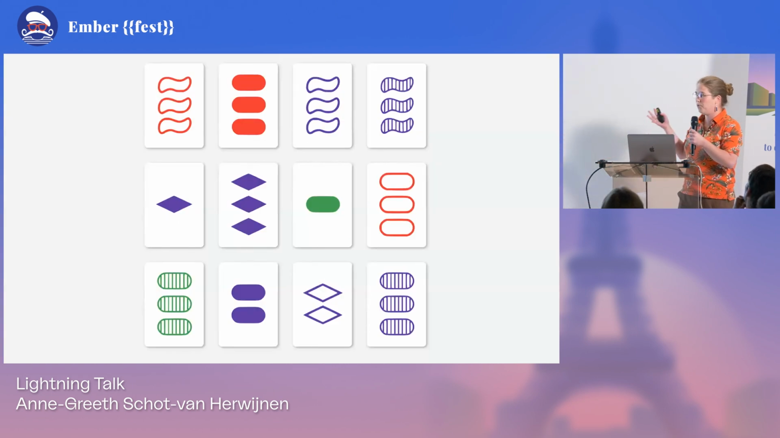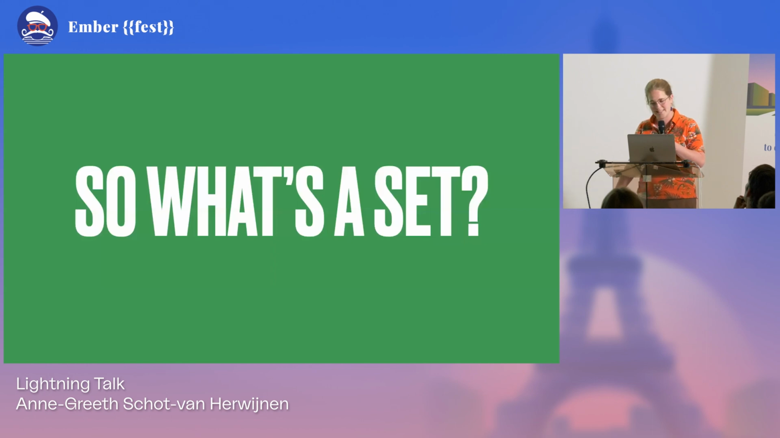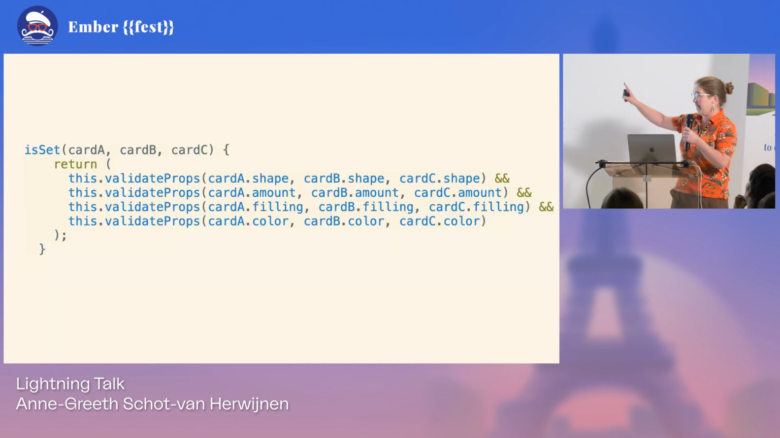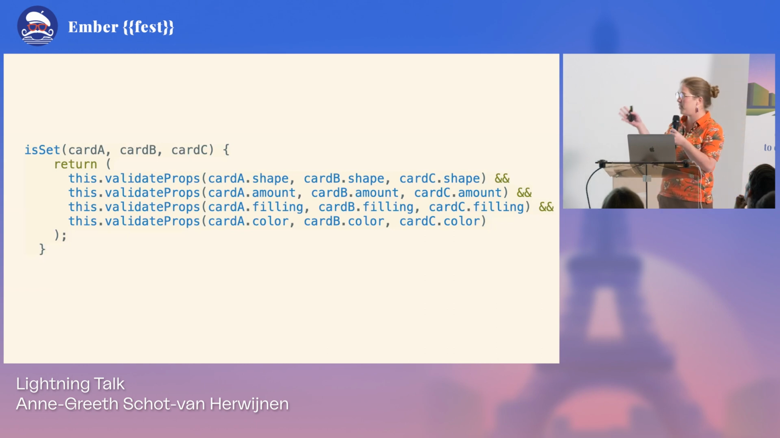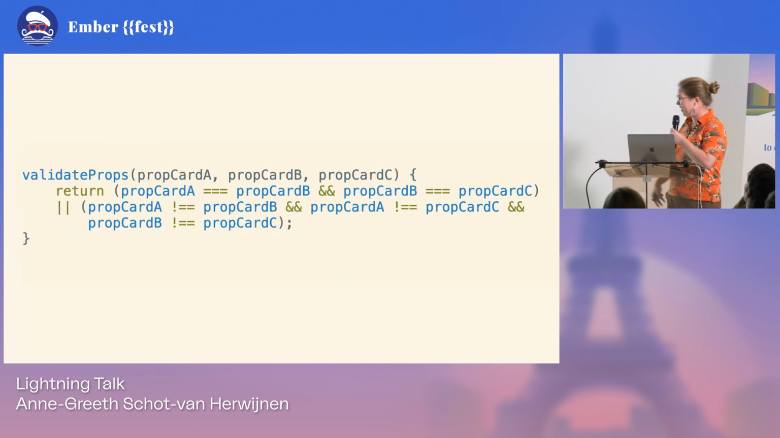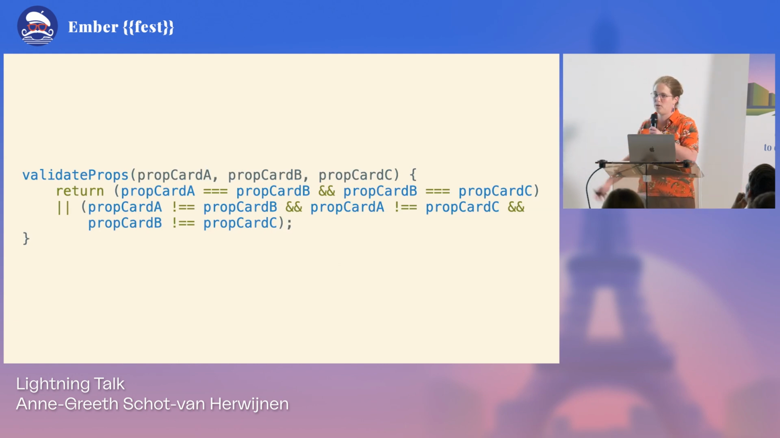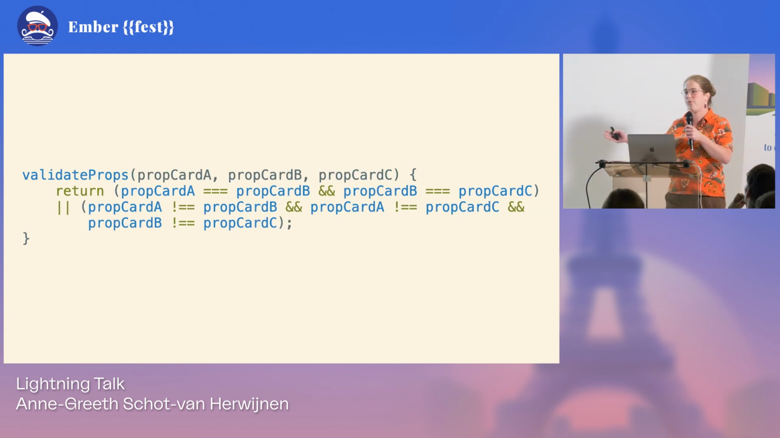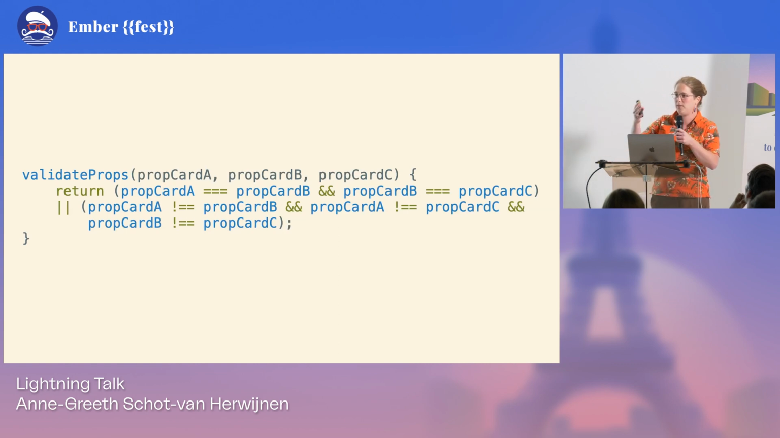And now we have to find the set. So what's a set? This is a set. It's a set when for cards A, B, and C, for all the properties, they're valid. And when is a property valid? It's valid when the properties are all the same or they're all different. So they should either be all filled or filled, empty, and striped.